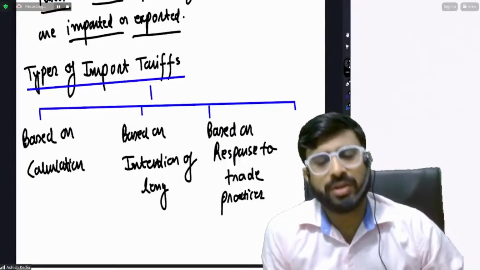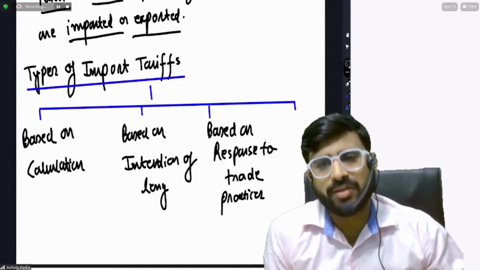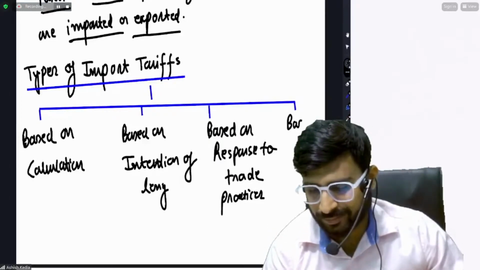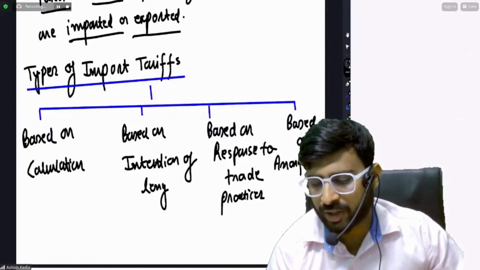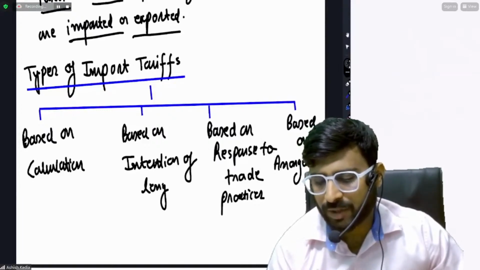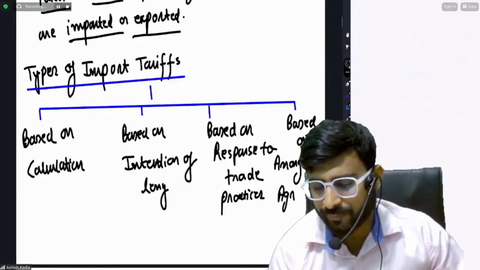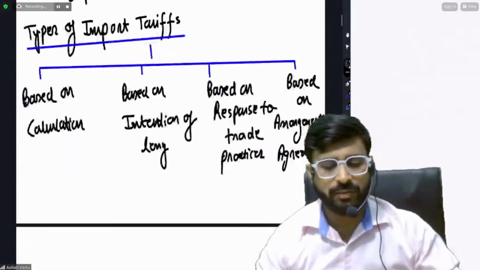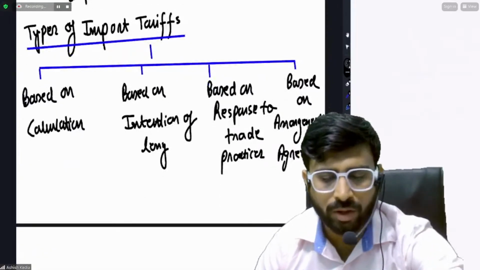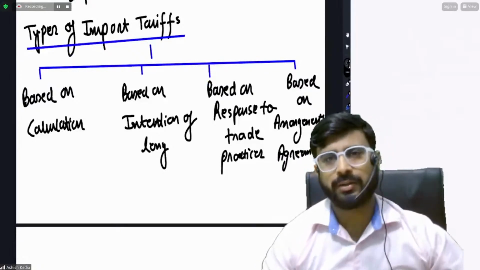Lastly, my dear students, it is based on arrangements and agreements. So friends, this is just the way to understand it, okay? Based on arrangements and agreements. First of all, write it down. Then we will talk about each one of them in detail.